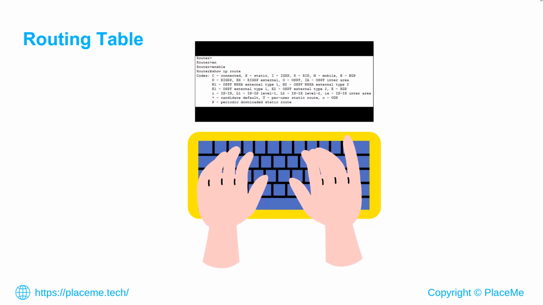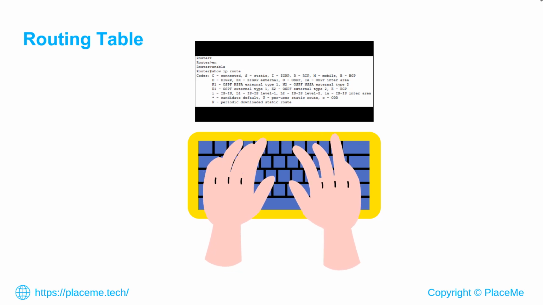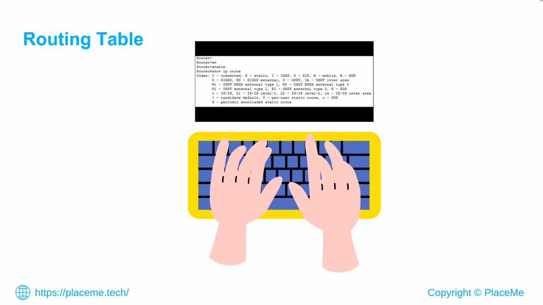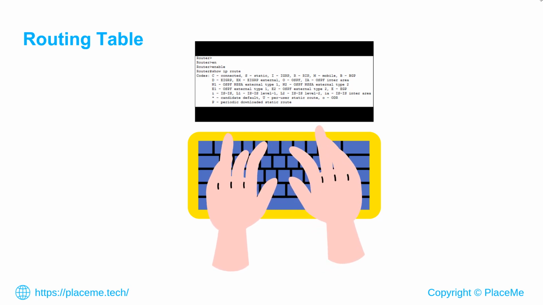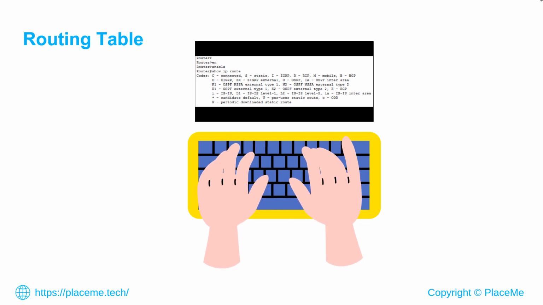Understanding and verifying the routing table ensures smooth data transmission in networks. So next time you configure a router, remember to check its routing table using show ip route to ensure that packets are being forwarded correctly.